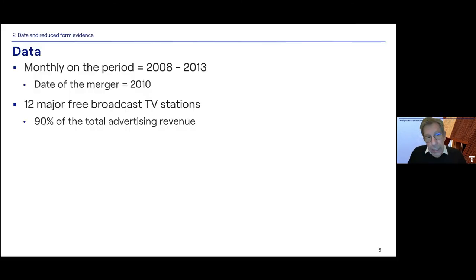So it is not easy to get data on advertising. I mean, it's a real issue to analyze all those markets. If we really believe in this type of two-sided model, we need to have data on both sides, and that's the big challenge. So we have been able to get monthly data from the period 2008-2013. It's monthly data.